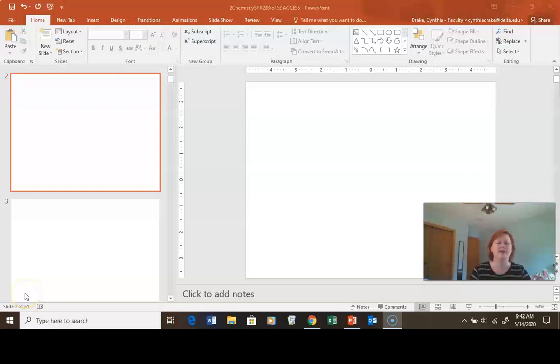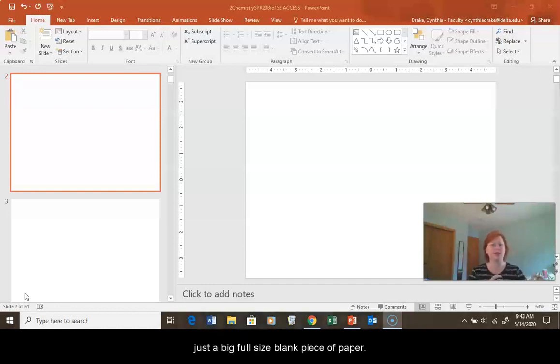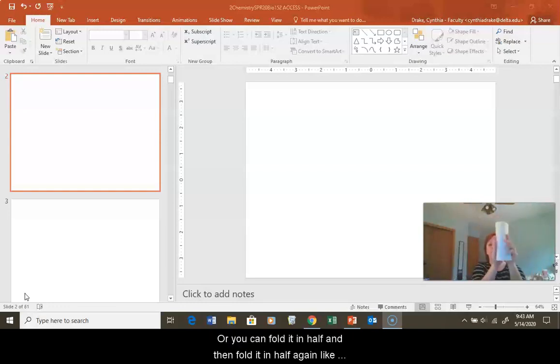Hi everyone. So there have been some questions about how to process all of the information that I covered on organic chemistry. So what I want you to do is get out a piece of paper, just a big full-size blank piece of paper, and fold it into quarters. Fold it in half and then fold it in half again like this, or you can fold it in half and then fold it in half again like this. So either way, you basically are dividing your piece of paper into 4 sections.